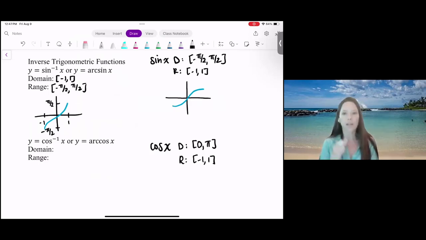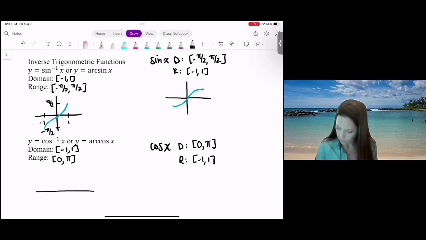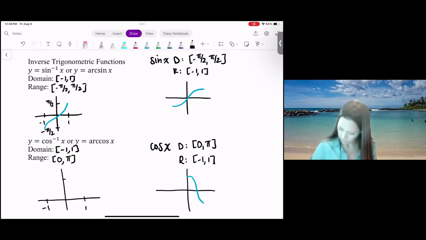The domain of cosine was from 0 to pi. The range was from -1 to 1, which means that our domain and range are going to switch. The domain for the inverse is then going to be from -1 to 1, and the range is going to be from 0 to pi. You see how the curve went on the regular function and then the inverse.